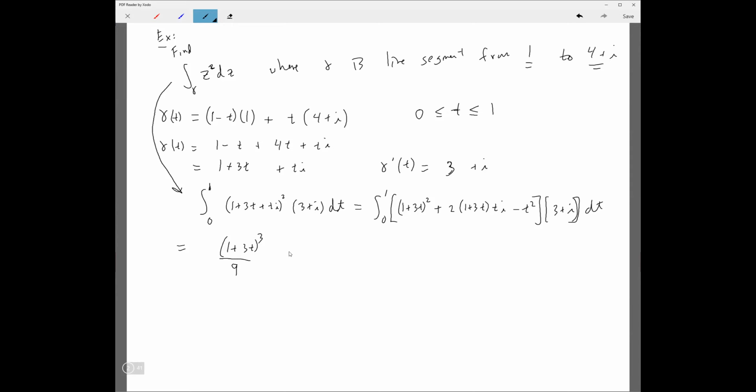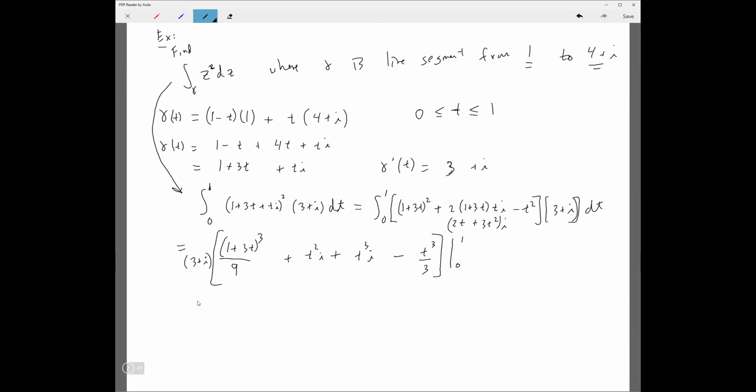Okay, and then the integral of this part is, I should expand that out. So that's 2t plus 3t squared times i. Okay, so that's going to be plus t squared. And then this one's going to be plus t cubed. And they're each going to be multiplied by i. And then this one is minus t cubed over 3. Okay, and the whole thing is multiplied by 3 plus i. And that's integrating from 0 to 1.